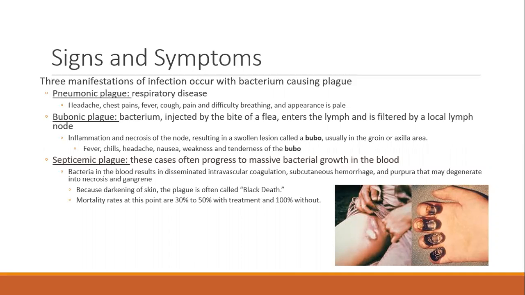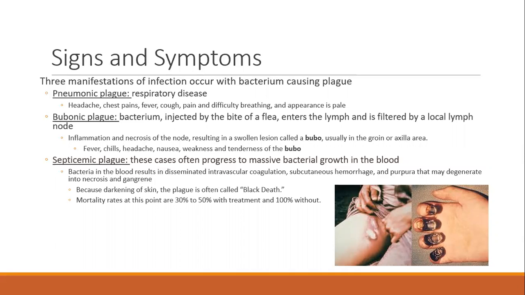Bubonic plague: the bacterium injected by the bite of a flea enters the lymph and is filtered by a local lymph node. Inflammation and necrosis of the node result in a swollen lesion called a bubo, usually in the groin or axilla area. These symptoms were fevers, chills, headaches, nausea, weakness, and tenderness of the bubo.